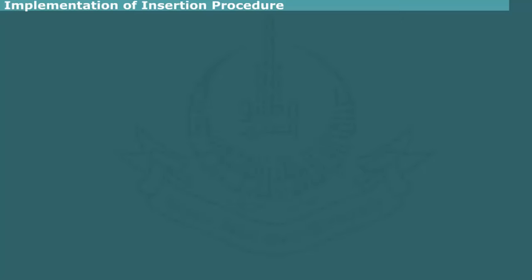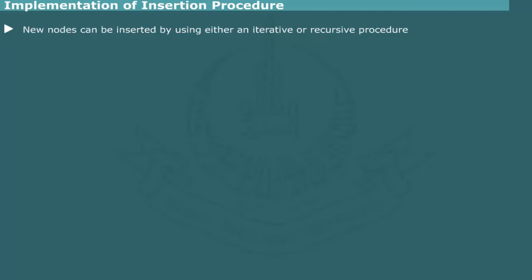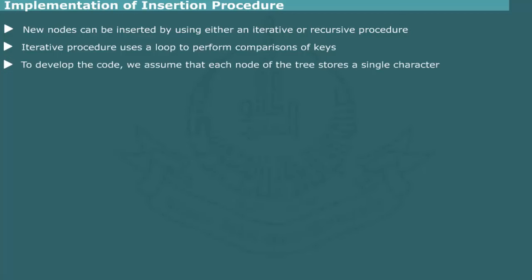Implementation of insertion procedure. A node can be inserted into a binary search tree by using an iterative or recursive procedure. The iterative procedure uses a loop to compare keys with the keys of left or right children until a leaf node is reached. If the keys are equal, the loop is terminated with some prompting message. In order to develop the code for the insertion operation, we assume that each node of a binary tree stores a character string of some fixed size.